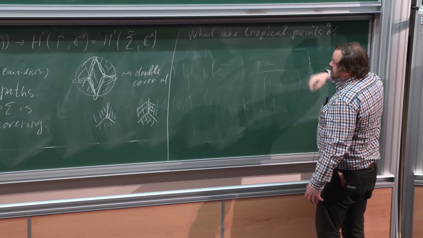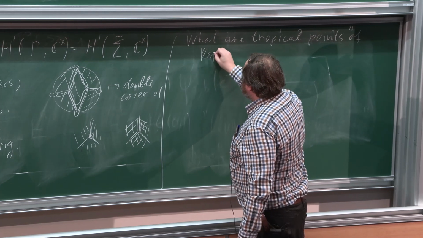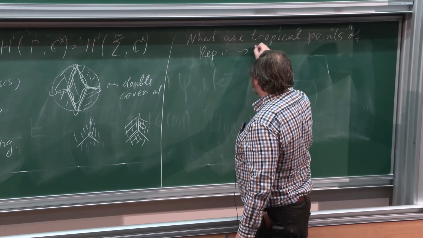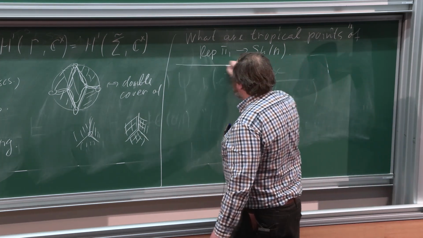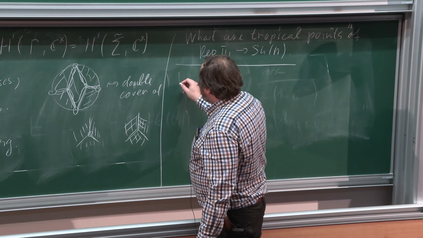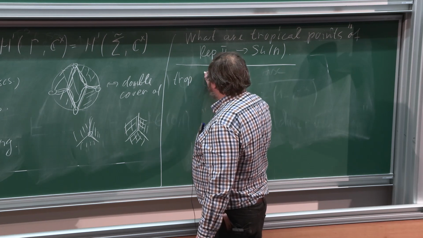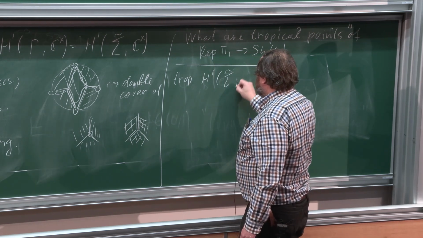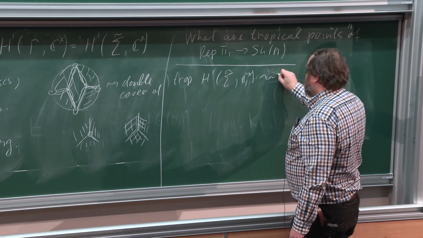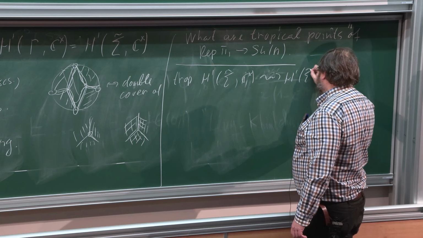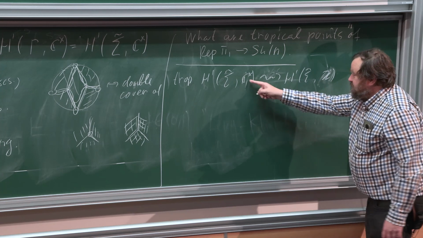Of this representation variety, pi1 to SLN. And the answer, well, first answer, it's just tropical points, which takes H1 of sigma tilde with value in C star, and makes out of it H1 of sigma with value in Z. Sorry, just tropicalization of C star is Z.